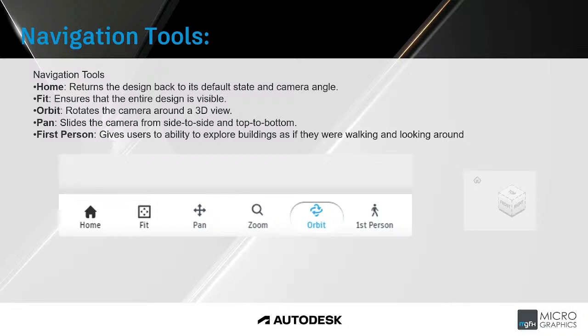The navigational tools, what do they do? They work the same way as the navigational tool palette in Inventor. So you get your home, this returns the design back to its default state and the camera angle. The fit ensures that the entire design is visible. Orbit rotates the camera around a 3D view. Pan slides the camera from side to side and top to bottom. And first person gives users the ability to explore buildings as if they were walking and looking around.